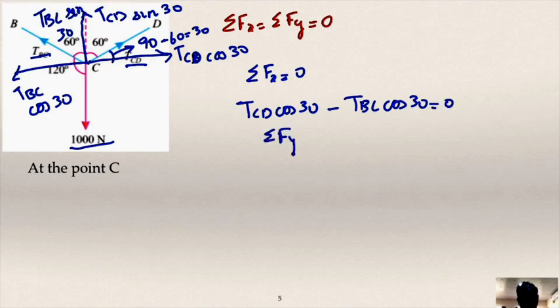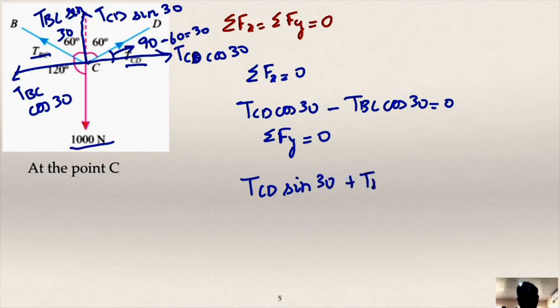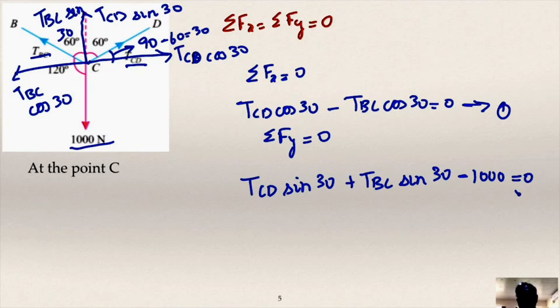The next is sigma Fy is equal to 0. So you are going to have three forces, the weight 1000 Newton, TCD sin 30 and TBC sin 30, out of which TCD sin 30 and TBC sin 30 are lying on the positive side. So obviously it's going to be TCD sin 30 plus TBC sin 30, and then the weight on the negative side, so it is minus 1000, that is equal to 0. So you have your first equation and then you have your second equation, two unknowns, two equations. You can find out the answer.